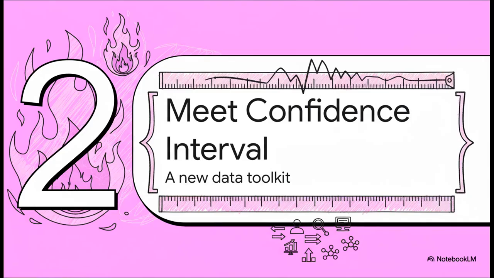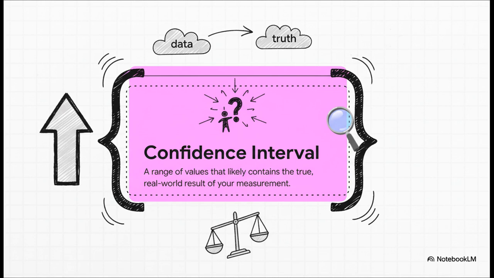So, how do we measure the size of that fire? Well, for that, we need to add another tool to our data toolkit. It's called the confidence interval, and it's built to provide the exact context that we've been missing. Okay, so what is a confidence interval? Instead of giving you one single precise number, it gives you a plausible range. It basically says, look, based on the data we have, the true real-world answer is very likely somewhere in here. It's just a much more honest way of looking at reality.